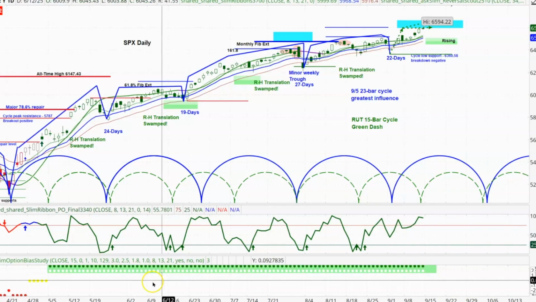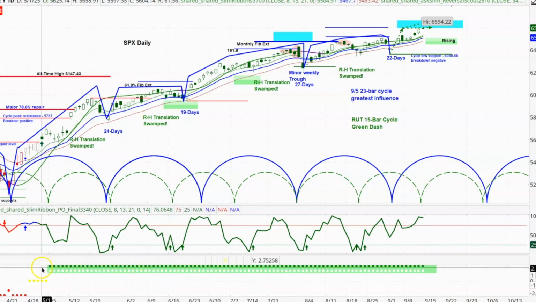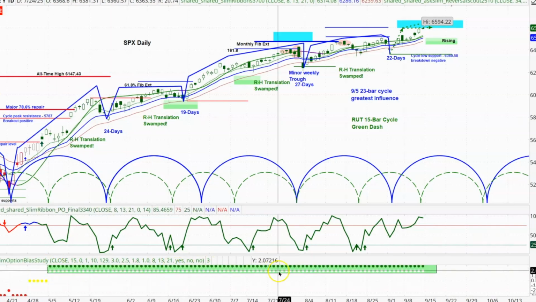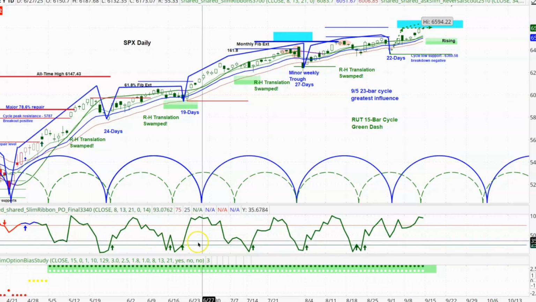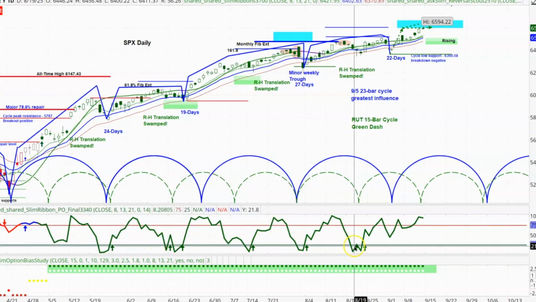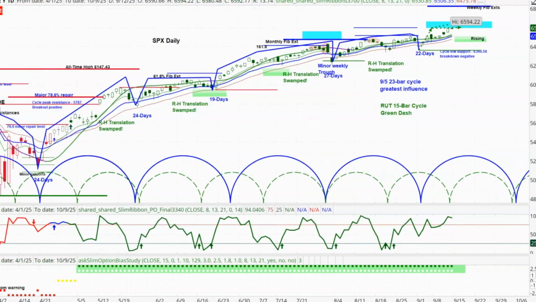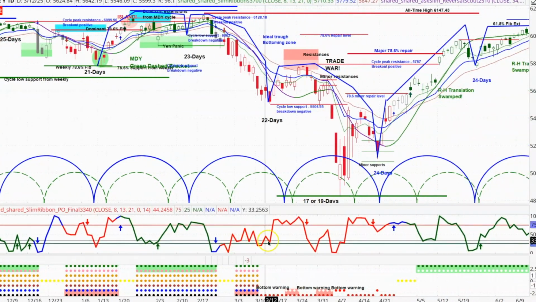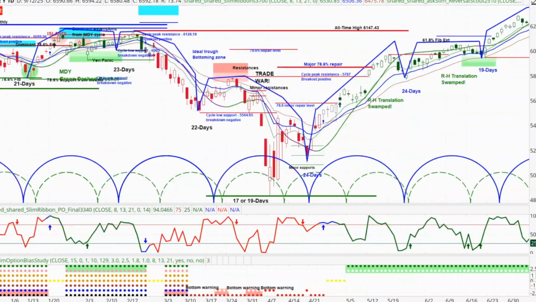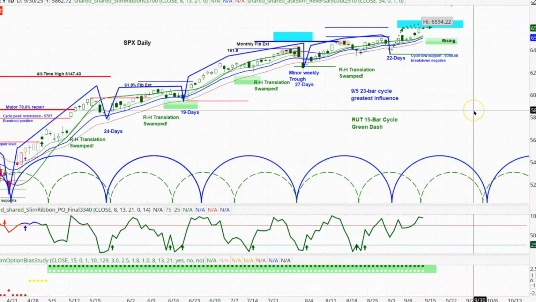The option bias indicator, all the way back over here in April, has said keep your positions on the long side. Your Slim Ribbon PO, again, these are both level 4 indicators, kept telling you green positive and giving you momentum resumptions with those green arrows. It's never been red. You've got to go way back in here to get conditions where this was red right over there. So the market has kept you on the long side, both on the weekly and on the daily.